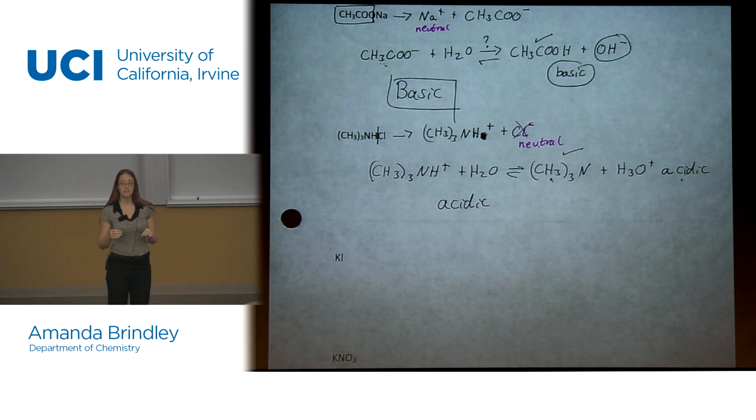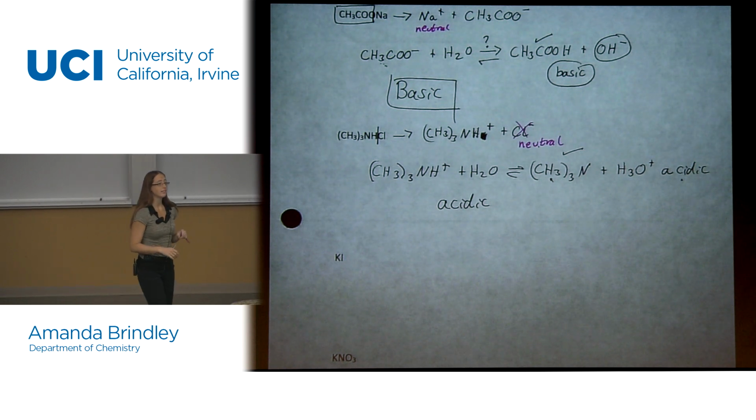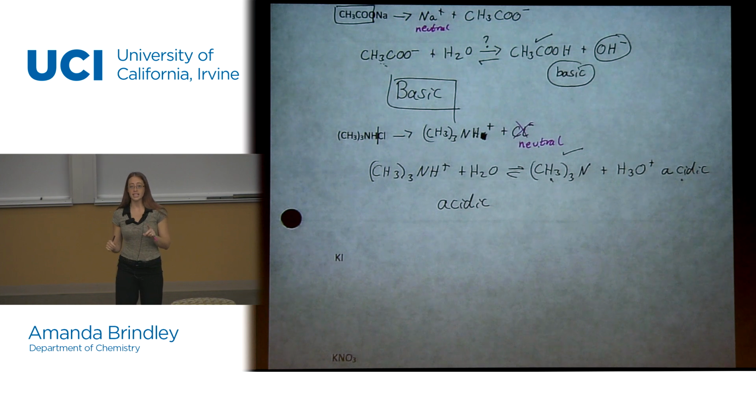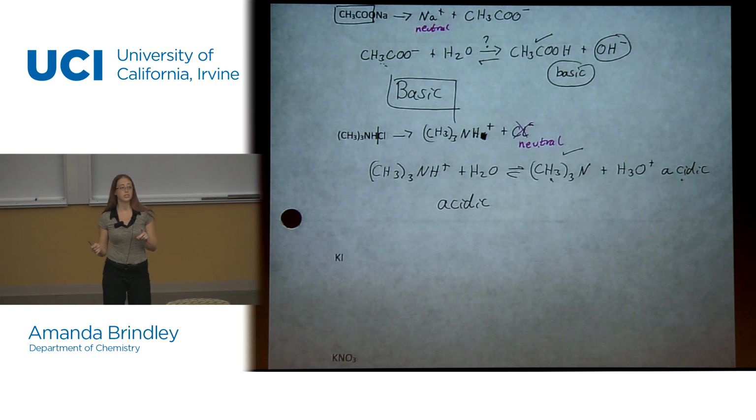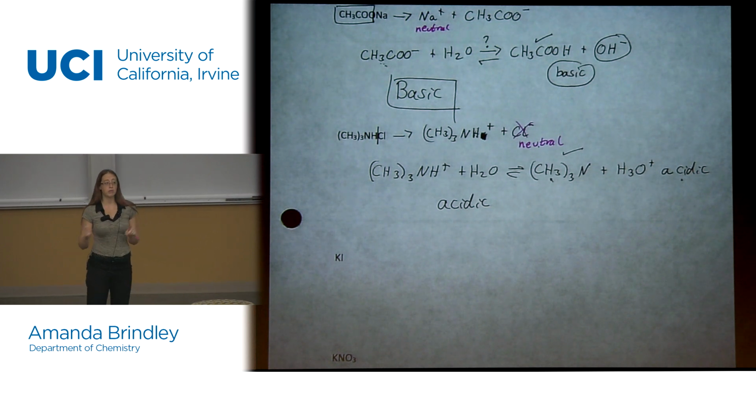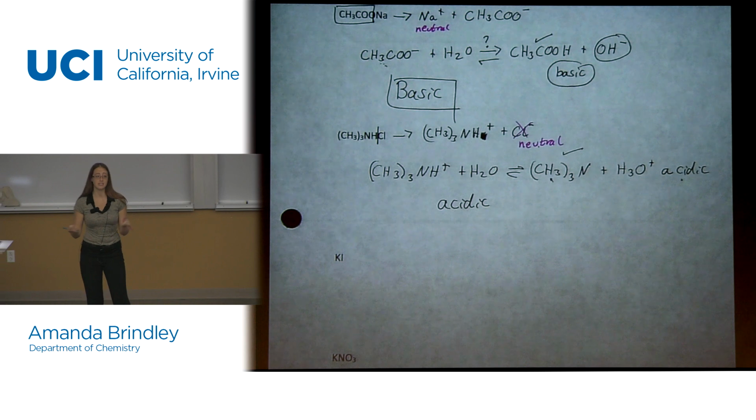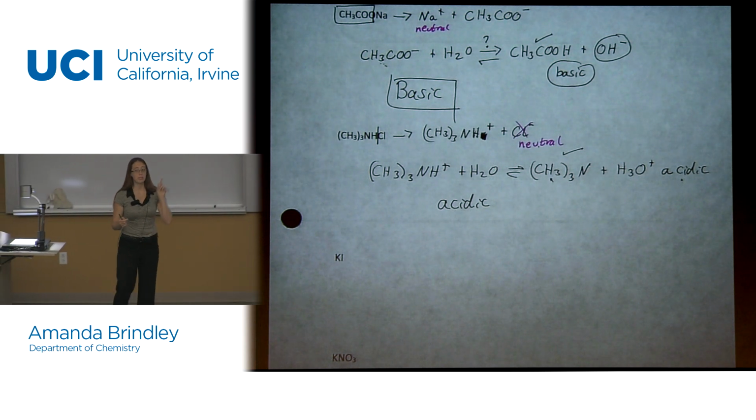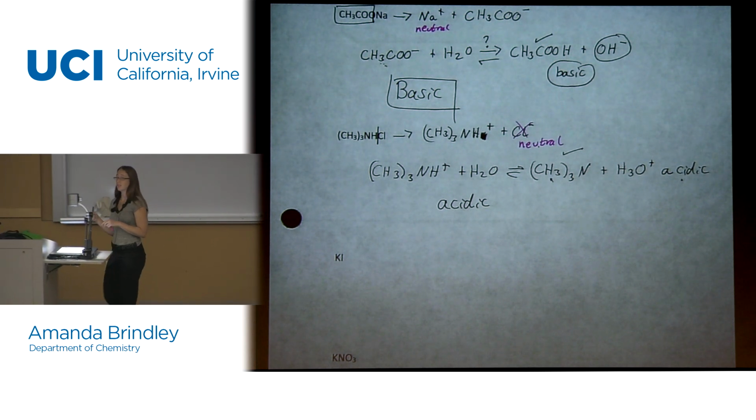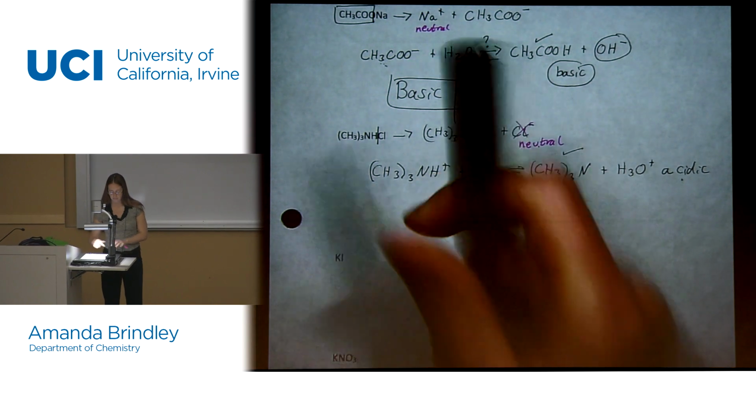So K is neutral. Now I. If we have I, what is that going to pick up if it were to? H. And what do we know about HI? It's a strong acid. And so what do we know about the iodine ion? Is it acidic, basic, or neutral? So both the plus and the minus ion are neutral. What is it going to be? Perfect.